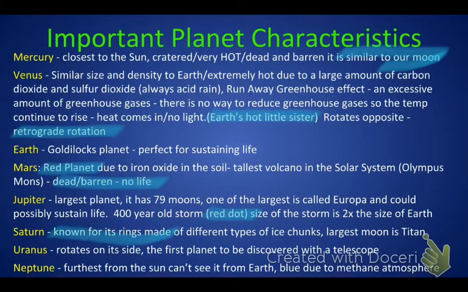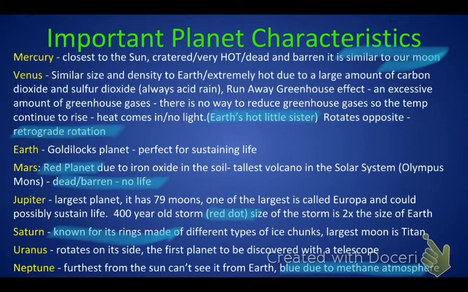Saturn, we know, is known for its rings. They're made of different types of ice chunks, and it has a large moon called Titan. It has more than one, but that's the largest one. Uranus rotates on its side, and it was the first planet to be discovered with a telescope. And then Neptune is the furthest from the sun. We cannot see it from the Earth just because it is so far away, but it does appear to be blue due to the methane atmosphere.